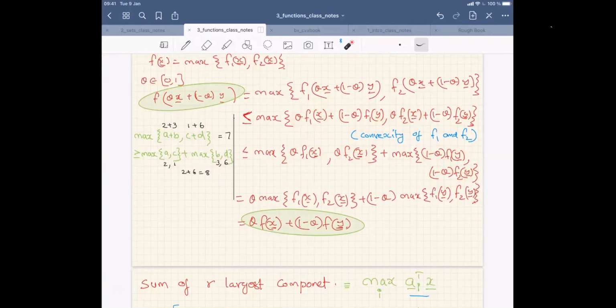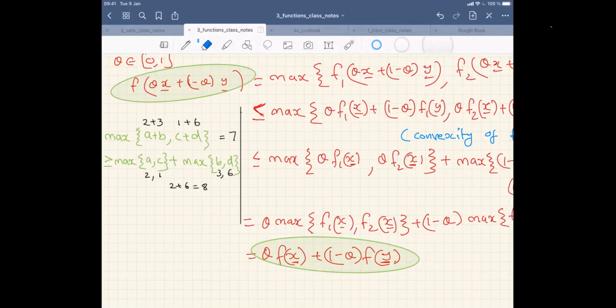I think I made a mistake here. Yeah, I made a mistake here. Sorry. This is opposite, right? So when you pick the maximum from these two and add that, that will be greater. Okay. Yeah, correct.